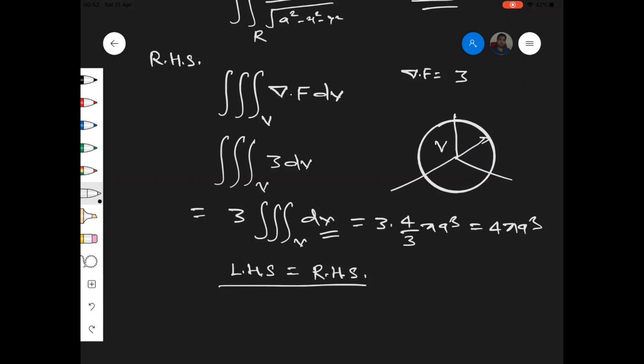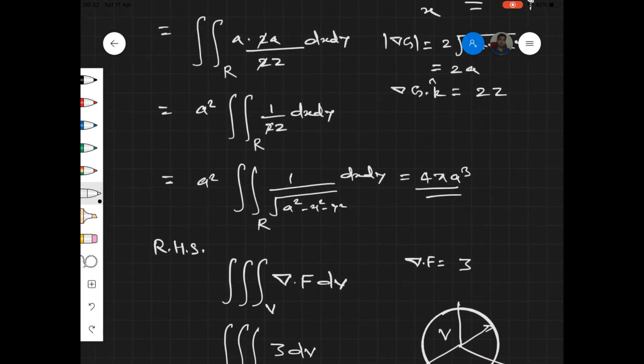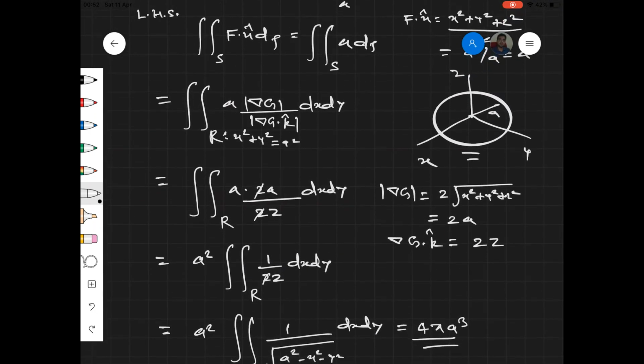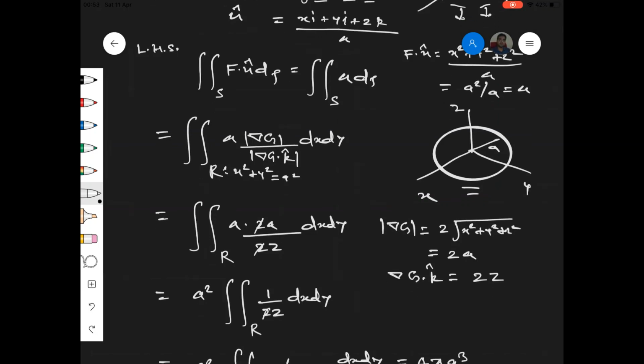While using the Gauss Divergence Theorem, we have to be very sure about the closeness of the surface, because we can use this Gauss Divergence Theorem in the case only when the surface is closed. If the surface is not closed, this approach may not be applicable.